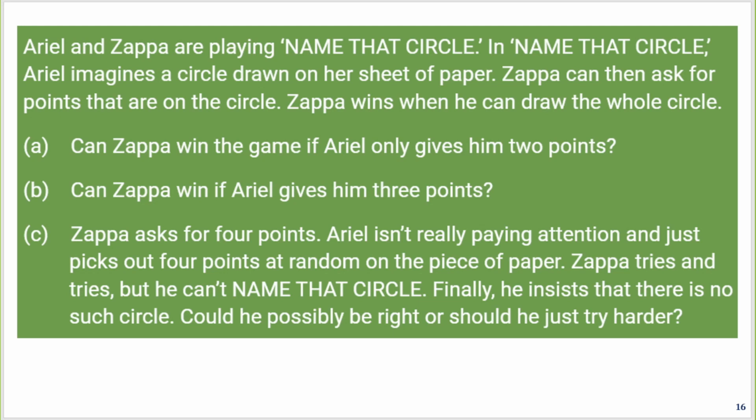There are 3 questions. A. Can Zeppa win the game if Ariel only gives him 2 points? B. Can Zeppa win if Ariel gives him 3 points? Or C. If Zeppa asks for 4 points, Ariel isn't really paying attention and just picks out 4 points at random on a piece of paper. Zeppa tries and tries, but he can't name that circle. Finally, he insists that there is no such circle. Could he possibly be right, or should he just try harder?